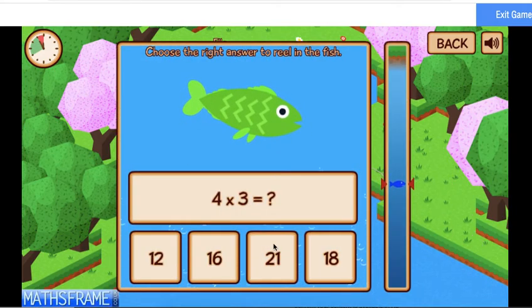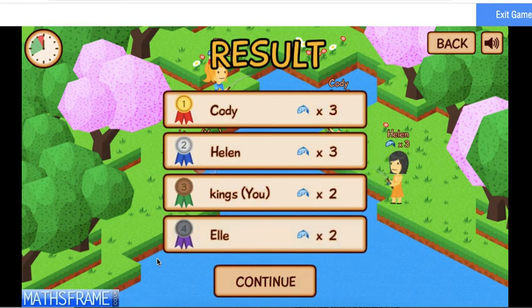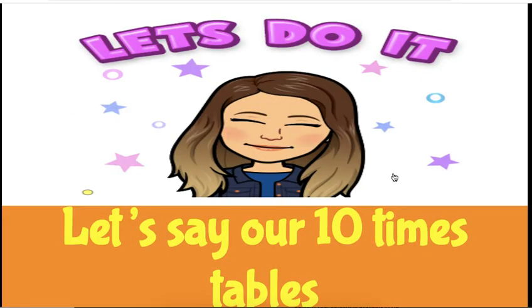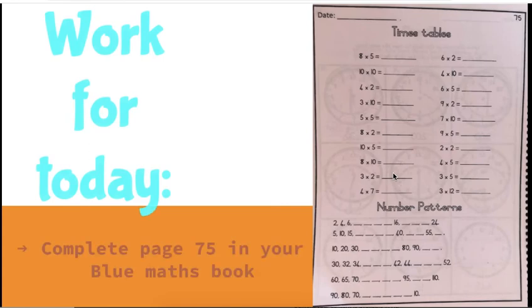4 times 3 is 12. 3 times 3, well done. Okay, that was nice and fun, and you can play those types of games when you're finished on your iPad or computer. So let's have a look for our work today.